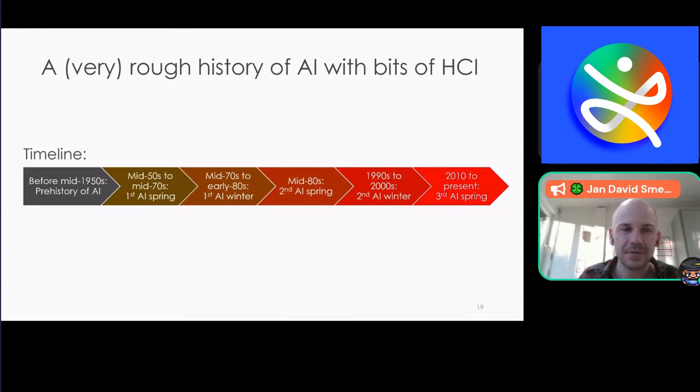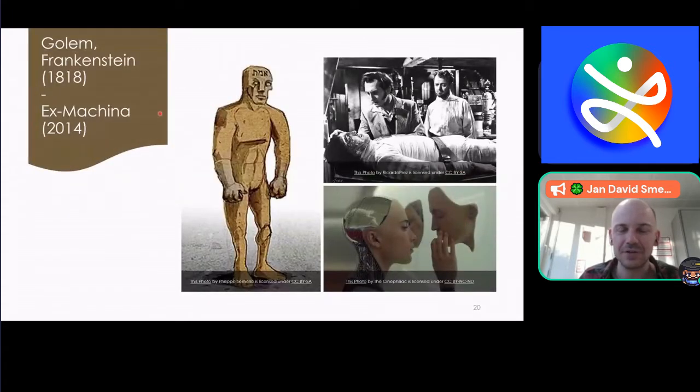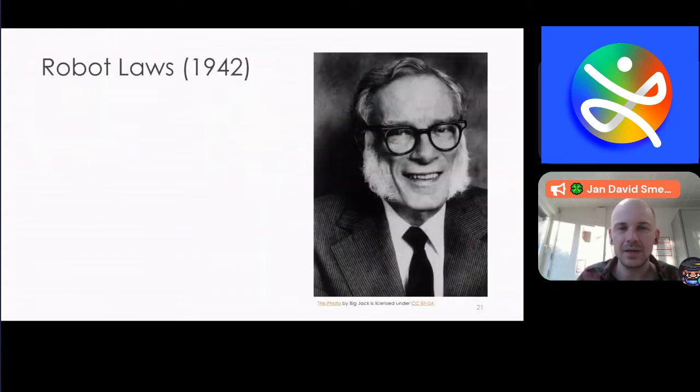We have this timeline with AI springs and AI winters. So there's of course a long history. Humankind has always been fascinated with the idea of artificial life. This is visible in old myths like the golem. It's in stories like Frankenstein. It carries on to current times in much more modern iterations, like you see a screenshot here from the recent movie Ex Machina.